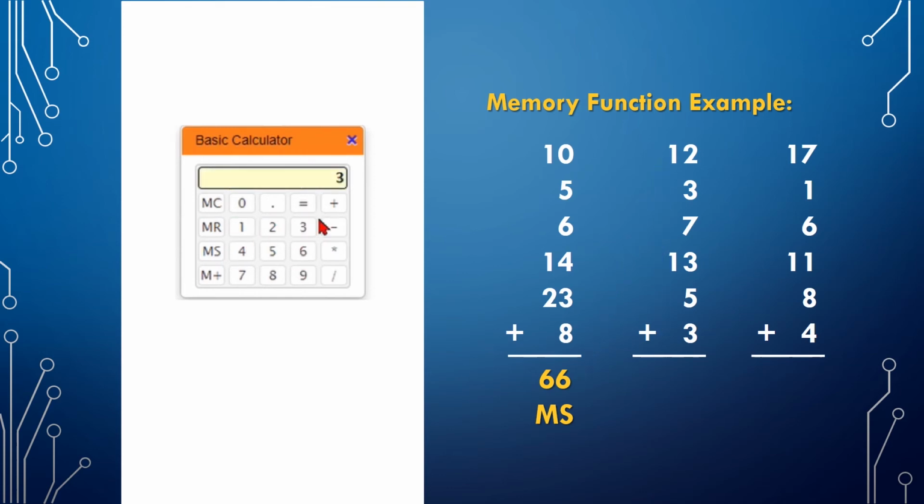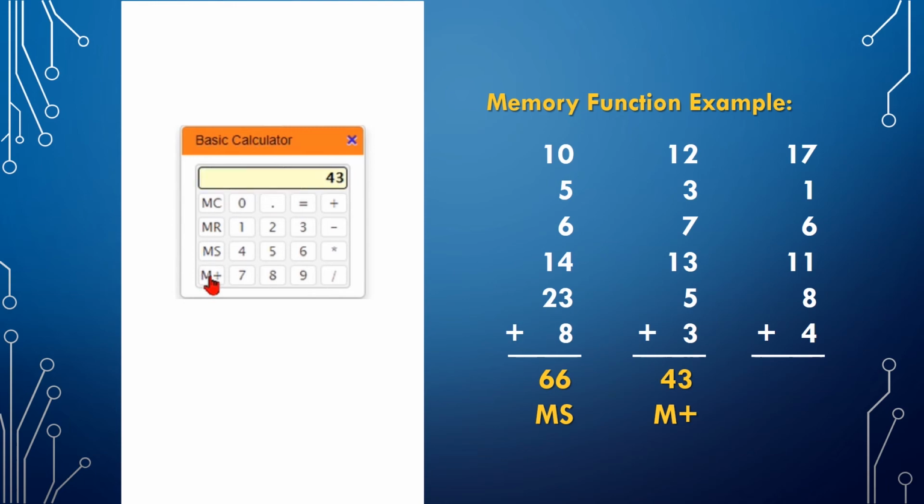12 plus 3 plus 7 plus 13 plus 5 plus 3 equals 43. We want to add the 43 into the memory to hold on to that number for us and add it to the 66. If we hit MS, that will store 43 in memory, but will overwrite the 66, and the 66 will be lost. Rather, we want to hit the M+ button. That will add the 43 to the number that's already in memory, the 66.